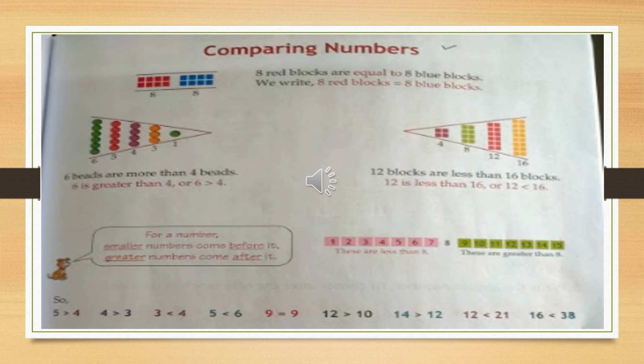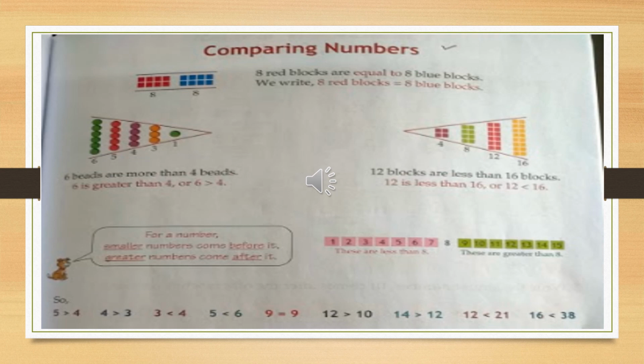We will go through the explanation given in your book. Before starting the exercises, we will go through these examples. This is comparing numbers. 2 activities are given there. 8 red blocks are equal to 8 blue blocks. We write 8 red blocks, 8 blue blocks.